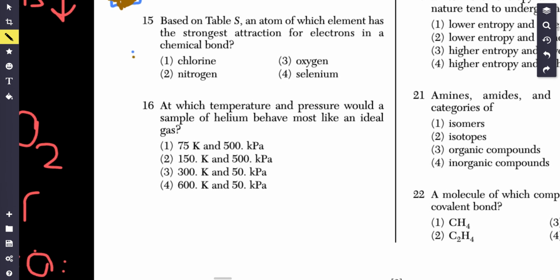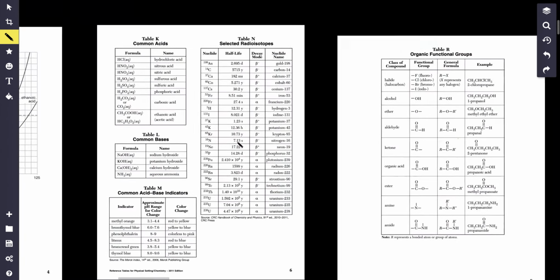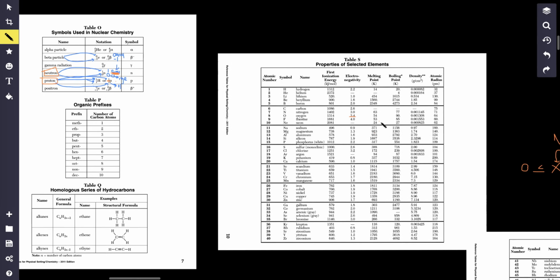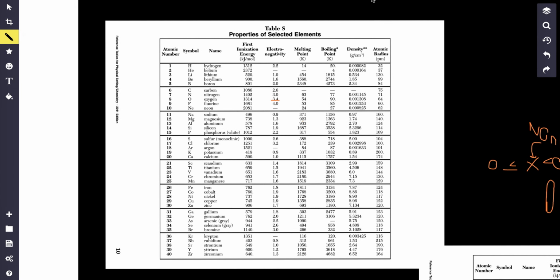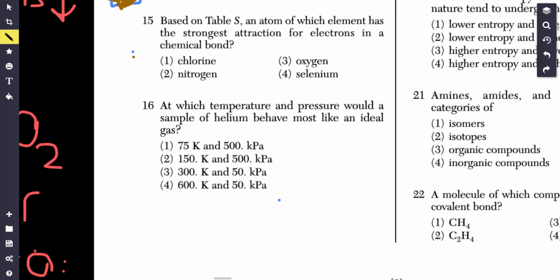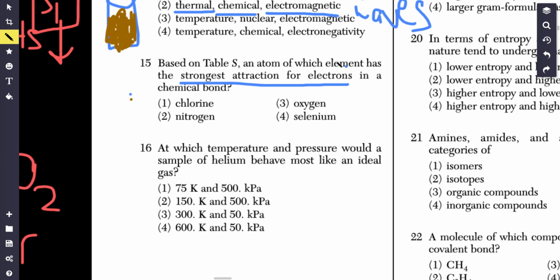Based on table S, an atom of which element has the strongest attraction for electrons in a chemical bond? So let's go to table S first. As soon as I see "based on table whatever," I'm just going to go to that table. We just said the strongest attraction for electrons. Remember, how much does an atom want to attract the electrons in another atom? Remember we said that's electronegativity.